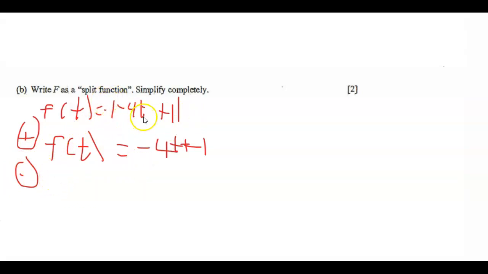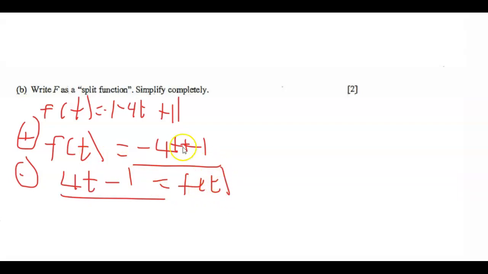So it's minus 1 times minus 4t, that will be plus 4t. And then minus 1 times 1 is minus 1. So it's 4t minus 1 and minus 4t plus 1, right? Minus 4t plus 1, that's correct. And obviously this is equal to f of t.